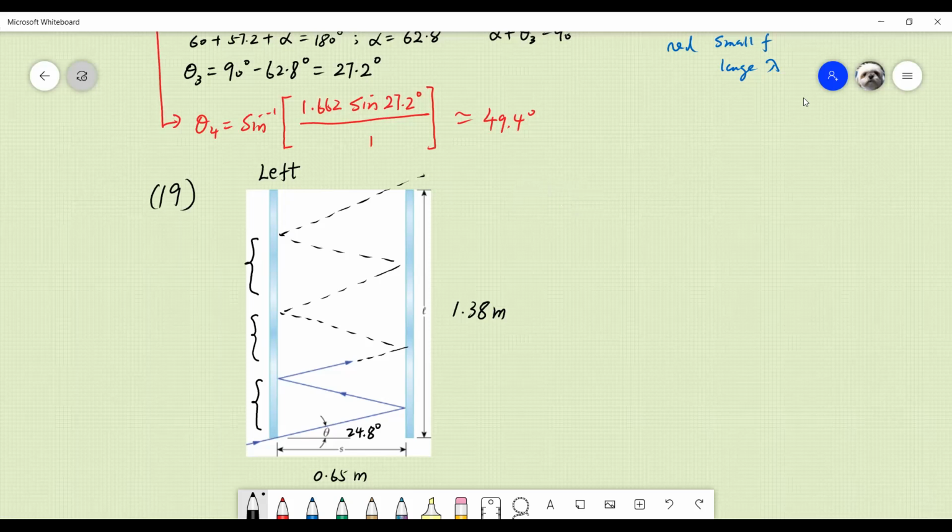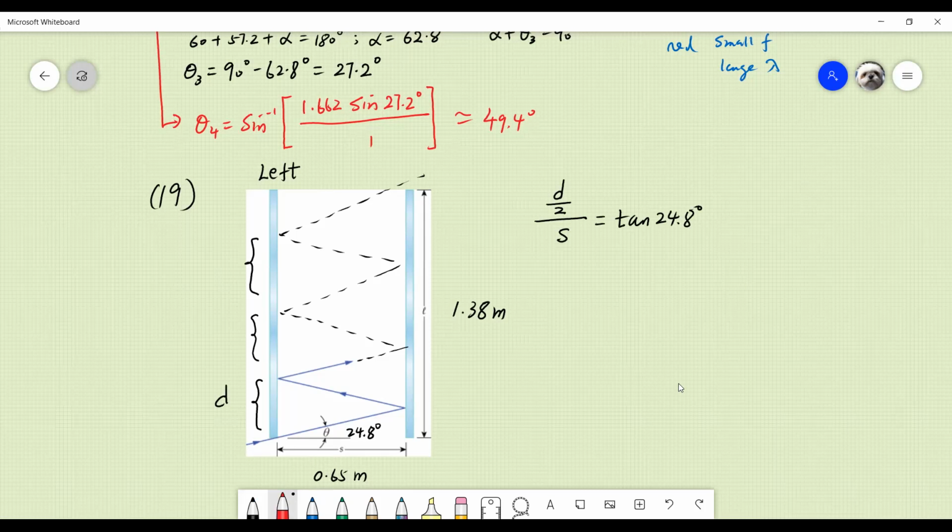Now, what is this length equal to? One thing I know is that I can draw a line here, the normal line. Let's say this length is D. Then D divided by 2 divided by S equals tangent 24.8 degrees. Do you agree with me?